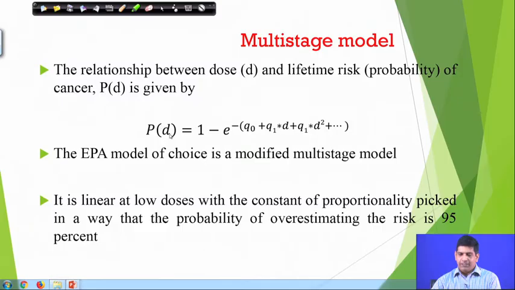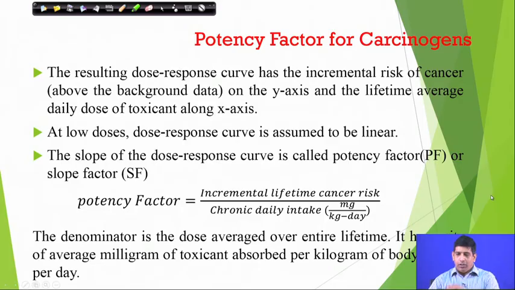Here again, d equal to 0 will give you the background, and as the d changes, you will have that PD giving you the probability of that cancer. So, this is called the multi-stage model.